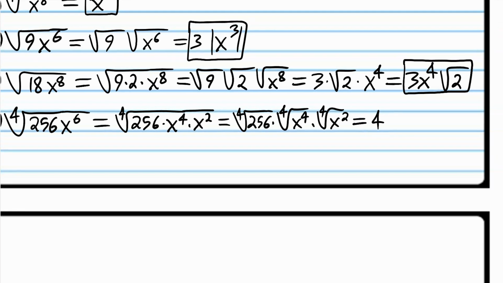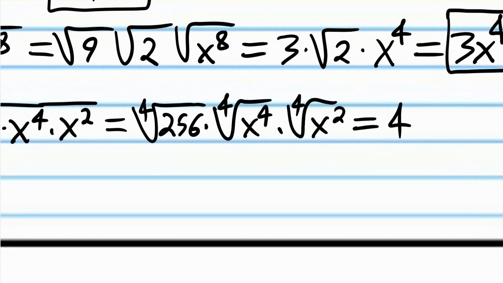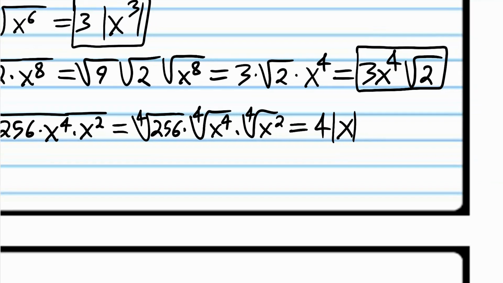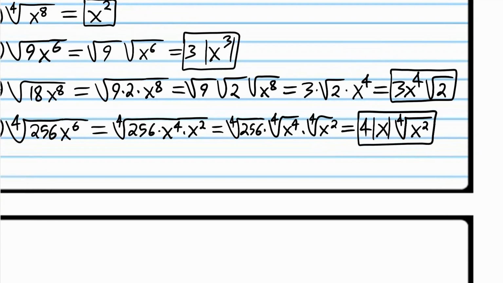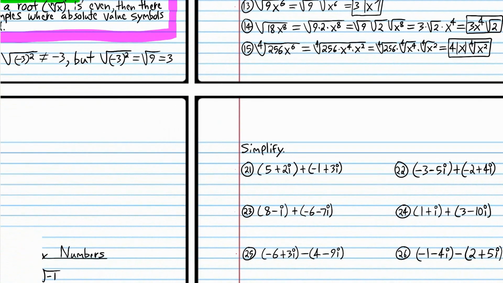And now we have an even root, so we have to worry about the absolute value symbol in this variable. We take the power of the radicand divided by the index. 4 divided by 4 is 1. And the question is, is 1 an odd power? Yes, it is an odd power, so we have to put absolute value symbols around it. And the other part we can't do anything with. And then you're done. All right, on to the next problem.